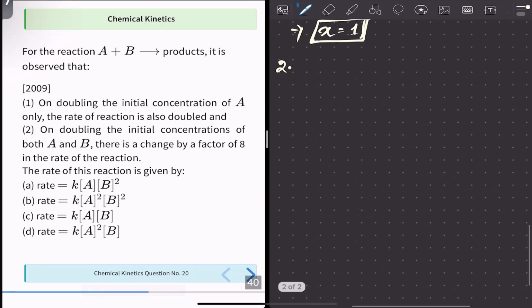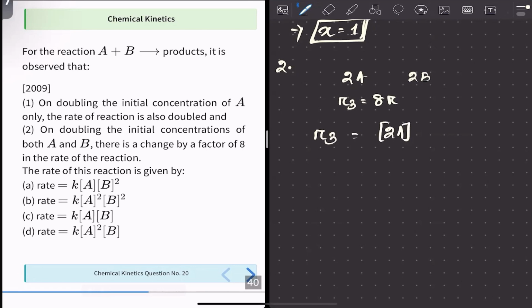Okay. So here they doubled both initial concentrations of A and B, means 2A and 2B. Here the rate becomes 8 times, means 8R. R3 becomes 8R. So let's write the formula. R3 is equal to 2A to the power X, X means 1, and 2B to the power Y. Let's give this equation as 3.